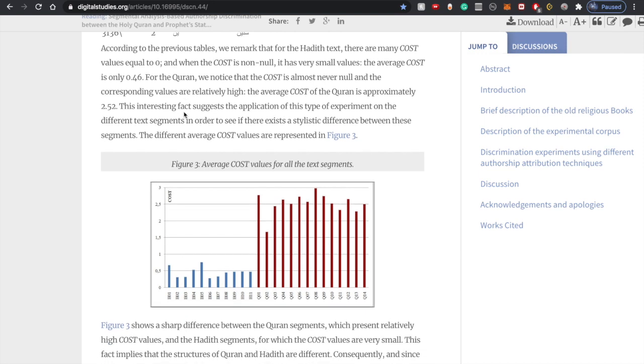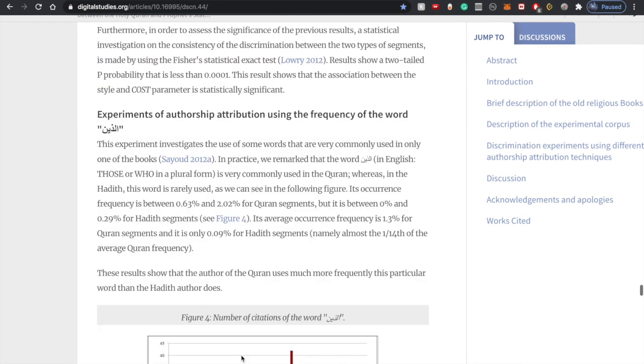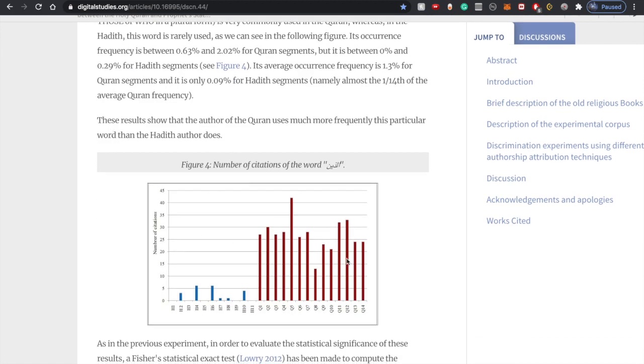So again, we're looking at a paper which is doing some of the similar studies, but with a much larger and different sample size. So it's very interesting to note. You can see here the average cost values for the Quran much greater than the average cost values for the Hadith. Clearly, we're looking at two different authors. Now they did that with the frequency of the word allazina, those, and you can see it's used a lot more in the Quran than in the Hadith.